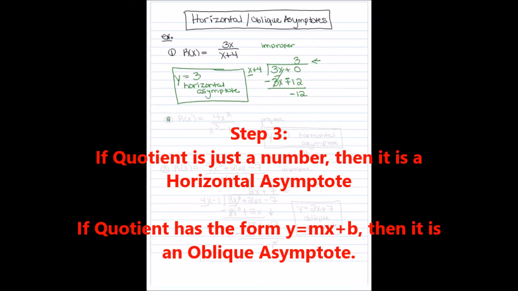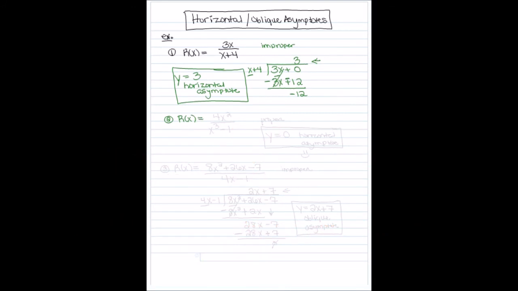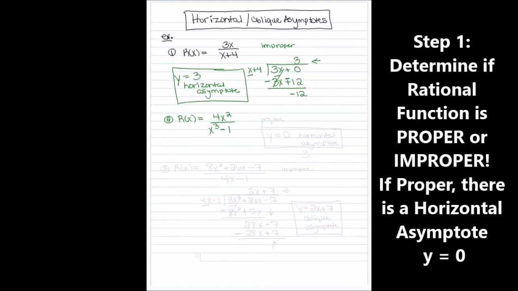Let's look at another example. Let's look at 4x squared over x to the third minus 1. So the degree at the top is 2. The degree at the bottom is 3. So 2 over 3, that is a proper fraction. So if you have a proper fraction, there's no work involved. You just say y is equal to 0, and that's a horizontal asymptote.